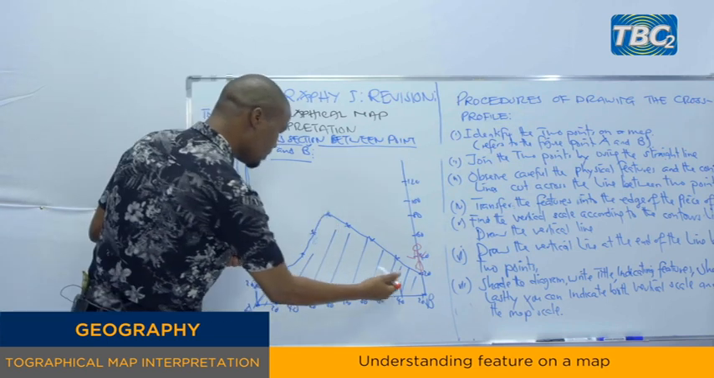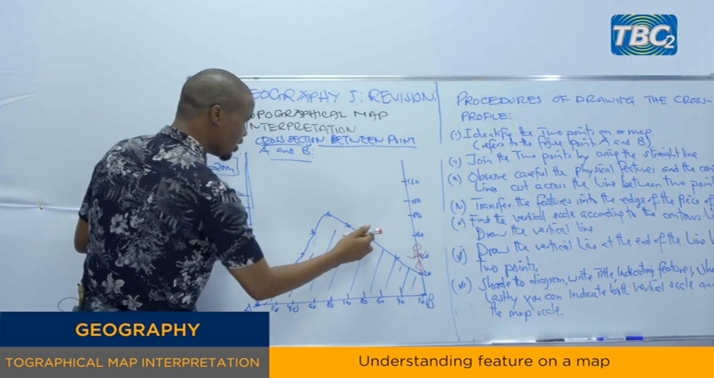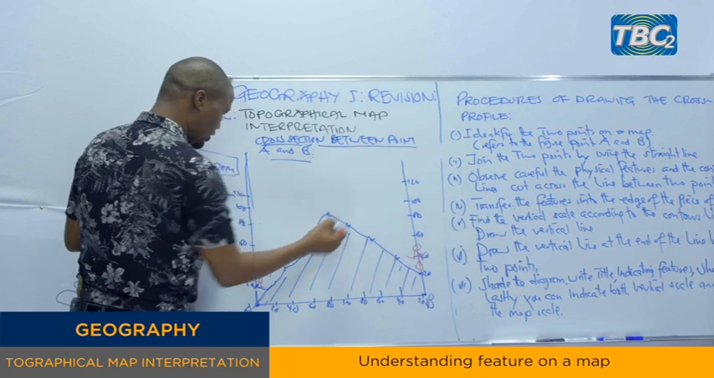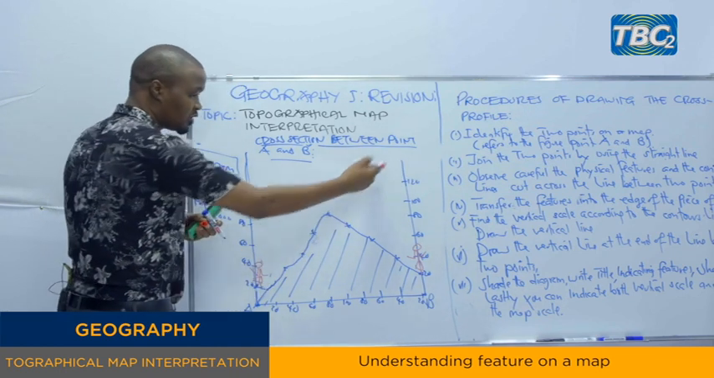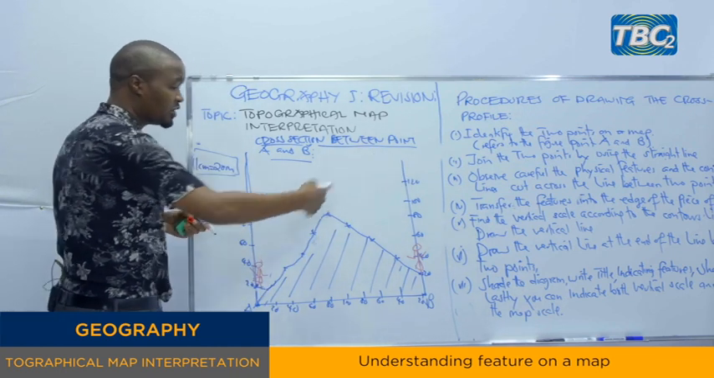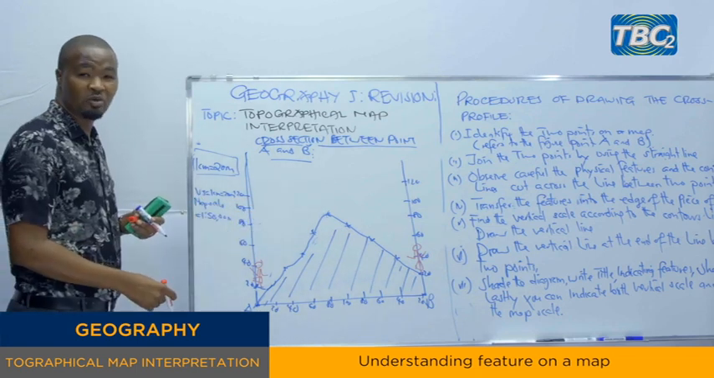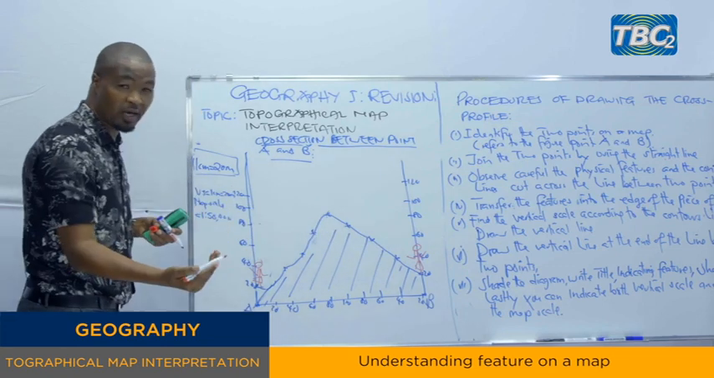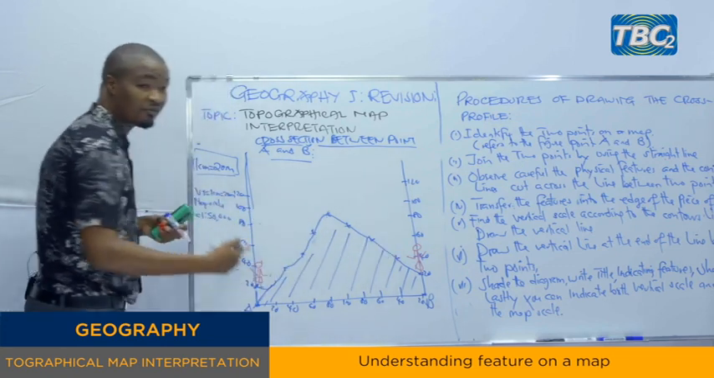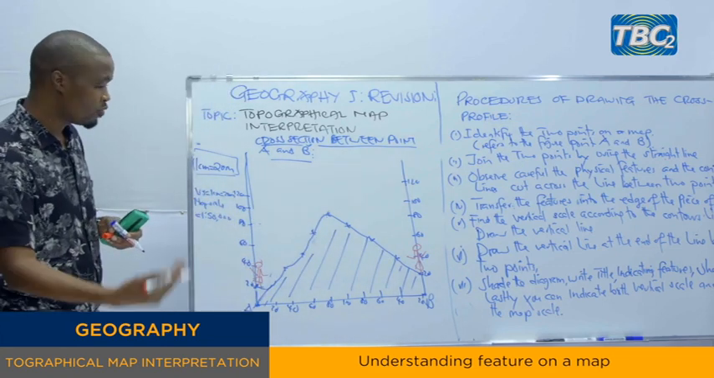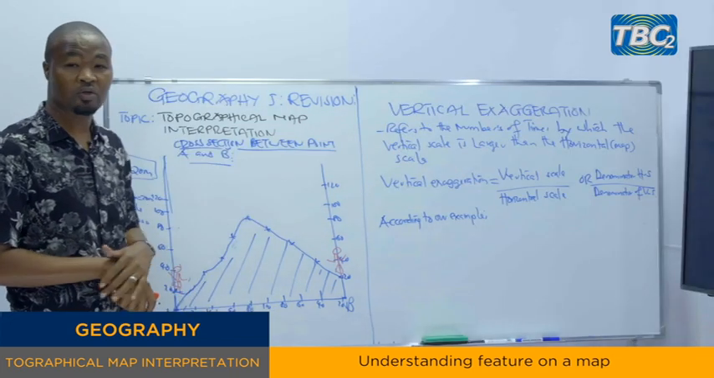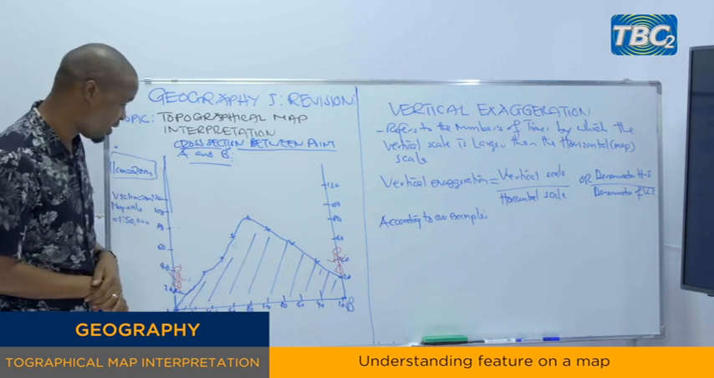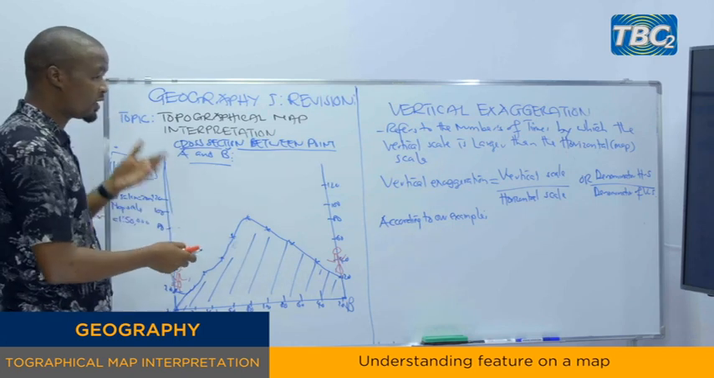But let's assume maybe this diagram went in this direction. You see, if someone was standing at this point and someone at this point, the two points can be seen from each other, and we say that the two points are intervisible. But according to our question right here, the two points are not intervisible. Why? Because the two points cannot be seen from one another. Let's see how to find the vertical exaggeration between the two points on a map. So what is vertical exaggeration by definition?